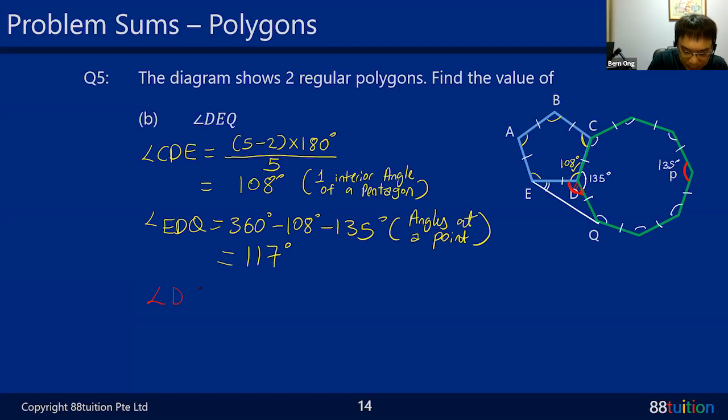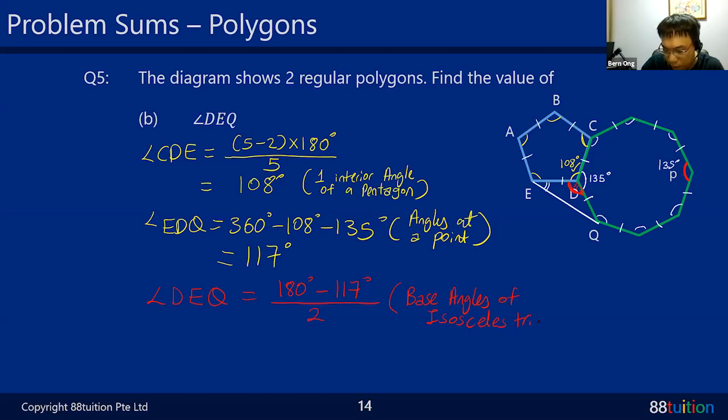Angle DEQ is equal to 180 degrees minus the 117, and then you divide by 2. This is called base angles of isosceles triangle. Spell it out. 180 minus 117, you minus away the 117, left with the 63. Divide by 2. Answer is 31.5. And that's your answer. Decimal is okay. Chill, man. So it's very fun. Angles, polygons, parallel lines, they are very, very fun.